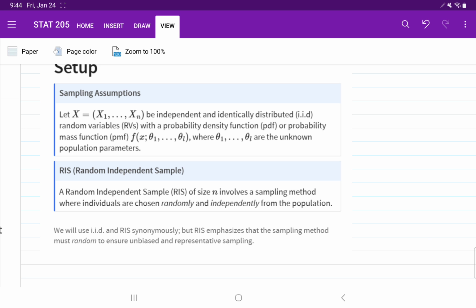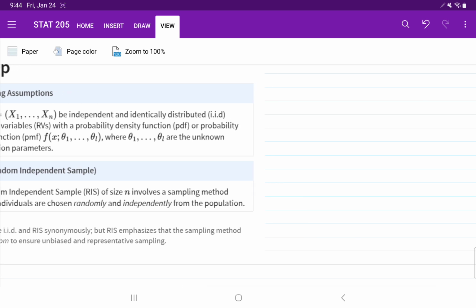sample. Now, usually if you hear IID in a textbook, for the sake of this course, we also assume that those IIDs are a simple random sample. So we can basically assume that this sampling setup is being used for these problems. Okay.